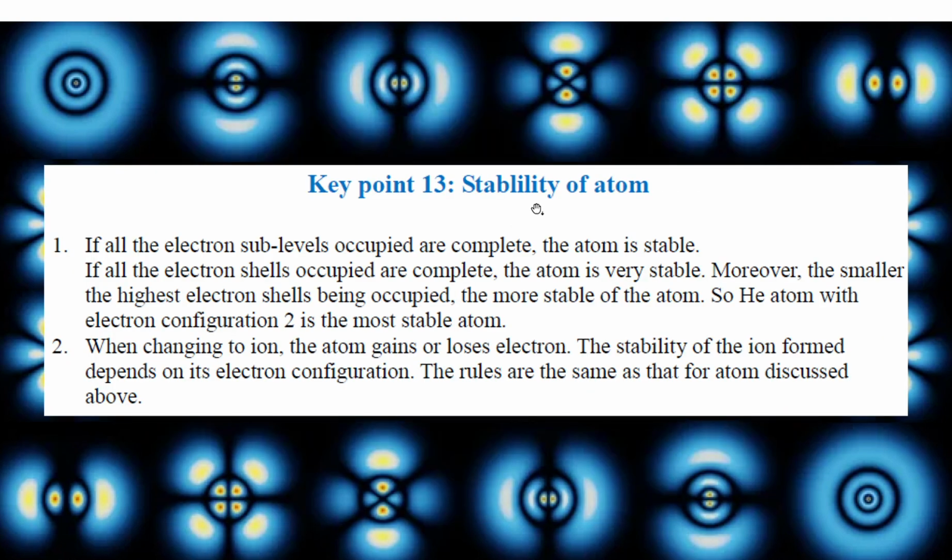And the stability of atoms, we talked about it already. If all the electron subshells are complete, the atom is stable. If even all the electron shells are complete, even more stable. So all the s subshells completed, stable; all the shells s, p, d occupied, super stable. So for the change to the ion, the atom gains or loses electrons. Just think about the destination and the starting point. If the starting point is more stable, then the energy change is more. If the ending point is more stable, then the energy change will be less.